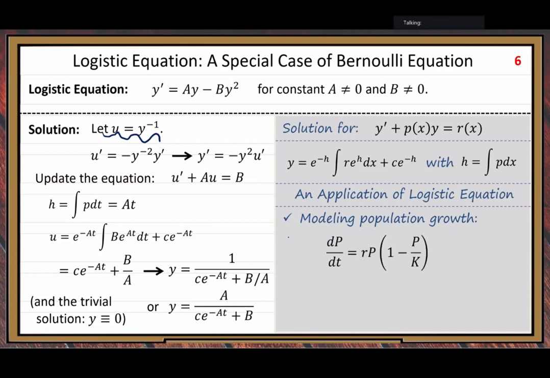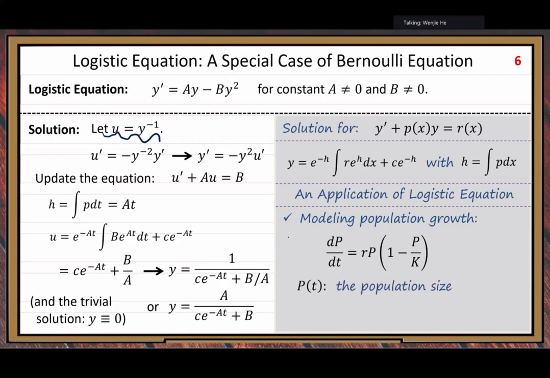But the form is slightly different. You can see these two forms are similar, because you just choose appropriate capital A, capital B. But people like to write this form, because there is a meaning here. Well, you see this form.